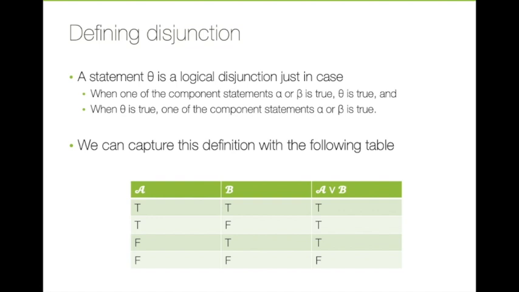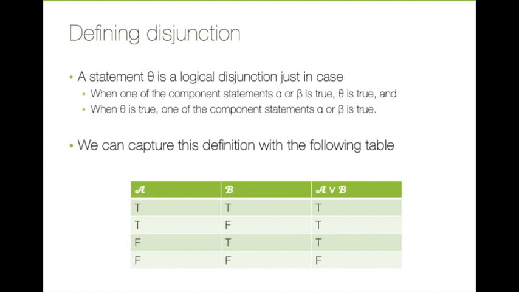And if we consider the whole statement true, it must be the case that one or the other, or maybe both, of the component statements is true. So we can capture this table with the definition below in the table. And the important thing to notice is that the only time that a disjunction is false is when both disjuncts are false. So that's that last row.